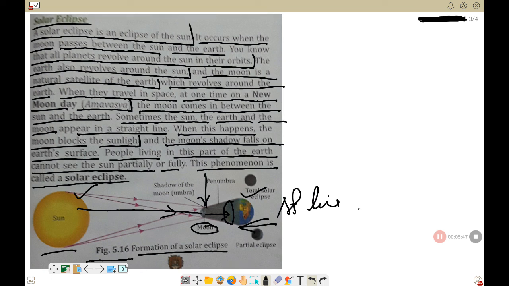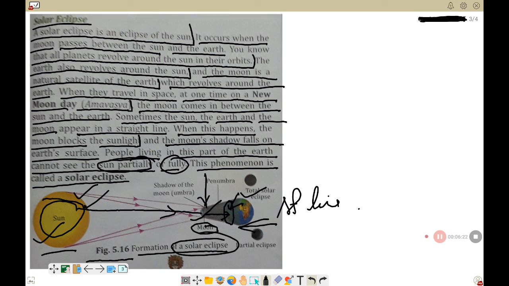So what happens, the people who are living at this portion will not be able to see the sun. Some of them will not be able to see the entire sun, but some of them might see only a small portion of the sun. Understand? So this partial or full obstruction of the sun because of the moon is called the solar eclipse.